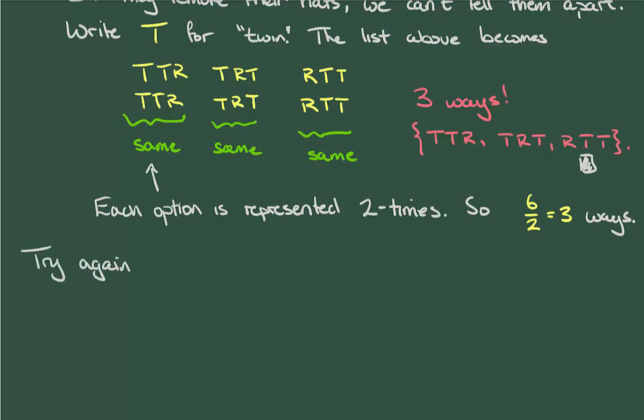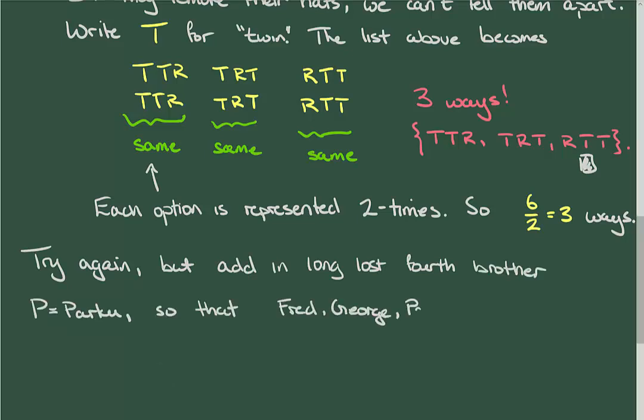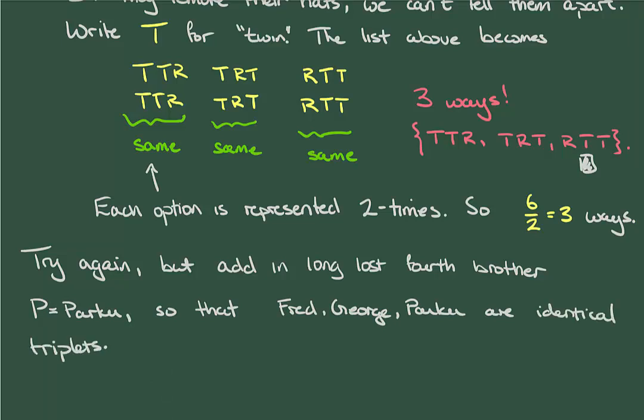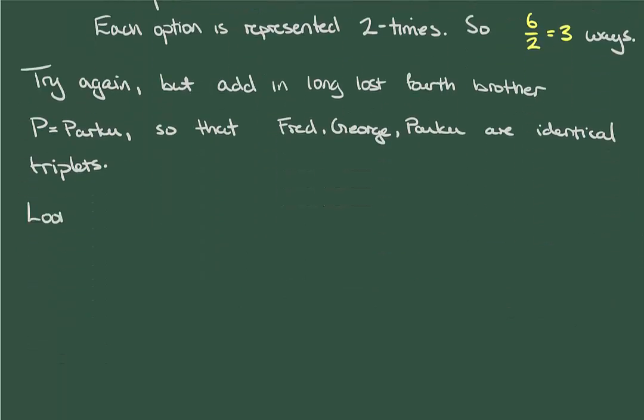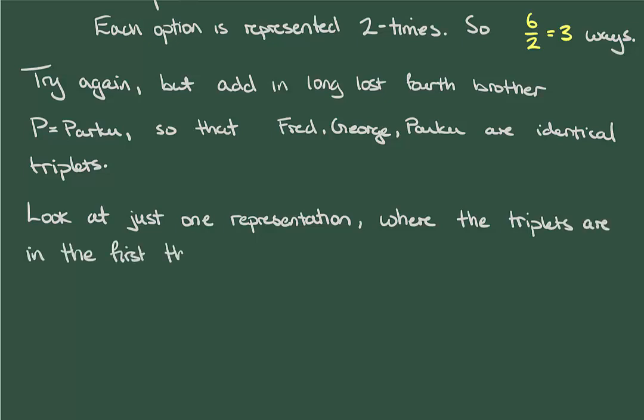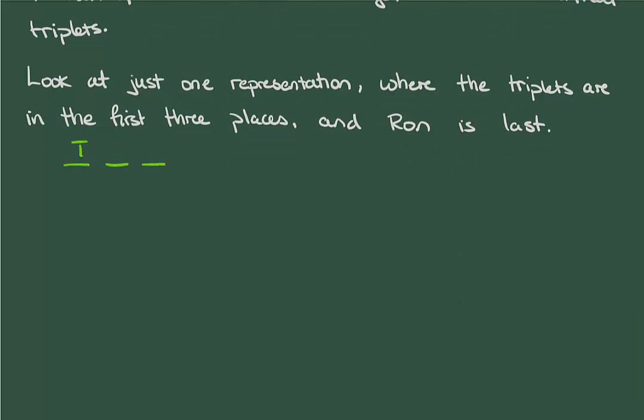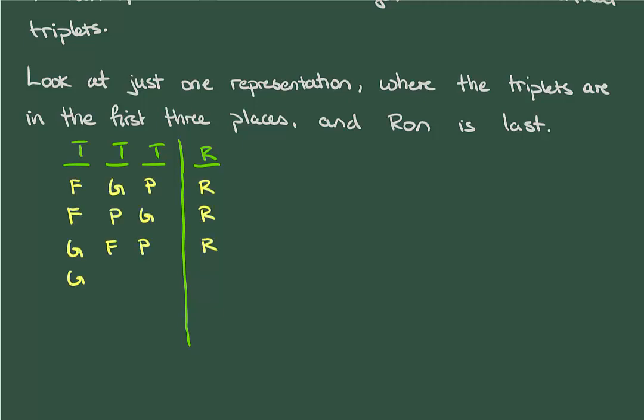To see this pattern, let's repeat the above argument, but this time let's assume the family has found their long-lost sibling Parker. Now, Fred, George, and Parker are a set of identical triplets. I don't want to write out all 24 elements, so instead let's pick one representation. In particular, let's look at the case when the triplets are the first 3 people in the lineup and Ron is last, right where he belongs. Now I'm going to make a little table here so we can see what's happening. Ron is always going to be last, so the only interesting thing is what is happening in the first 3 columns.